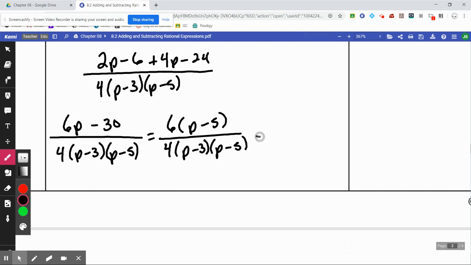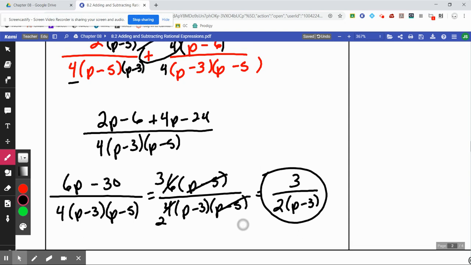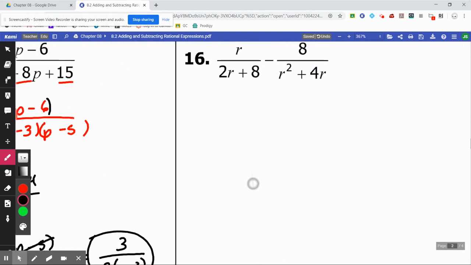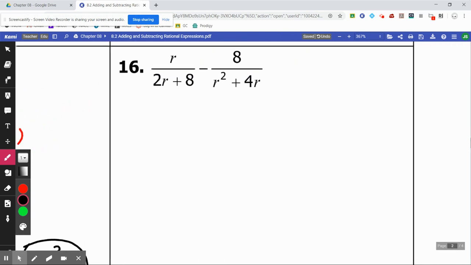Our monomials, the 6 and the 4, can reduce to a 3 and a 2. The p minus 5s reduce completely, and you're left with just the 3 on top and a 2 and a p minus 3 on bottom. And the last one, number 16.